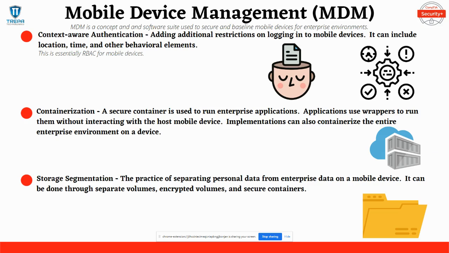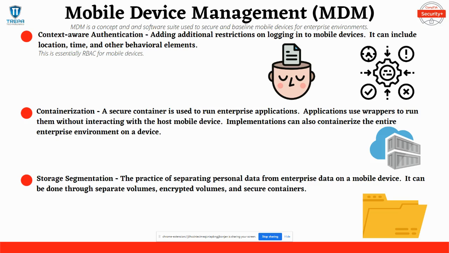MDM can also be very granular in its approach to authenticating a user to a device. Mobile device management can also use context aware authentication for adding restrictions to logging in. This could be deviations from behavioral elements, location, or time. So essentially, what this is saying is we can even be very granular in our approach with MDM that if we notice a user's device is going to websites it doesn't normally go to or logging in at certain hours that it normally doesn't or has impossible travel times, right? Then we can lock down that device.